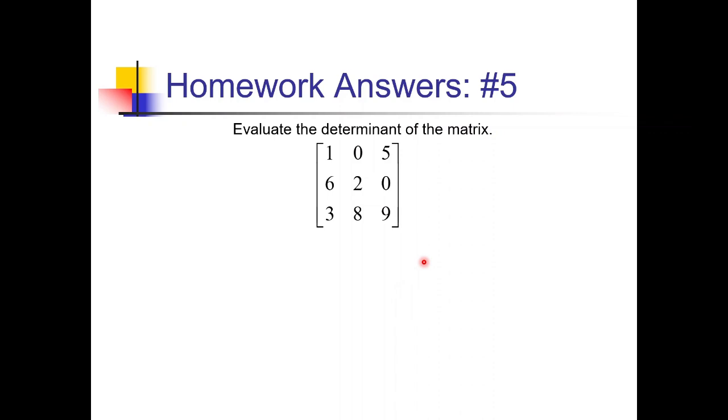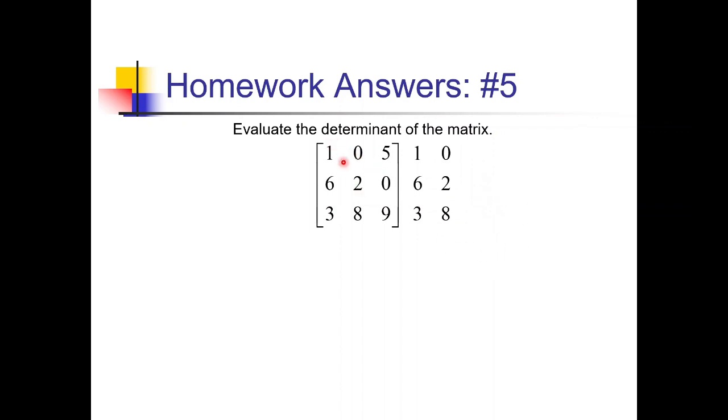To get the determinant of this matrix, we have to first rewrite the first 2 columns over here. So we got 1, 0, 6, 2, and 3, 8, just getting copied over there. Then we are going to multiply all the top-down diagonals together and add those. And then we'll do the same with the bottom-ups, and then we'll subtract those 2 sums.